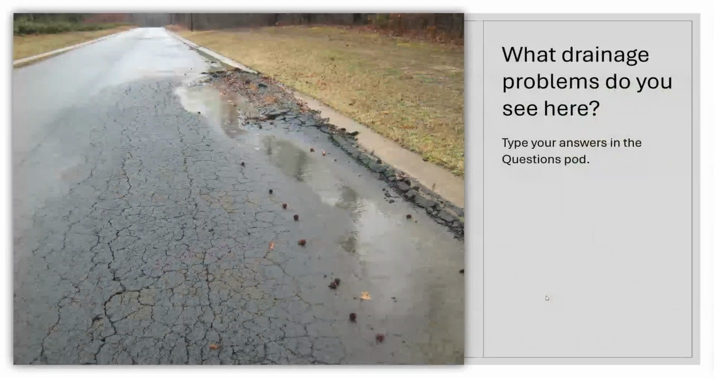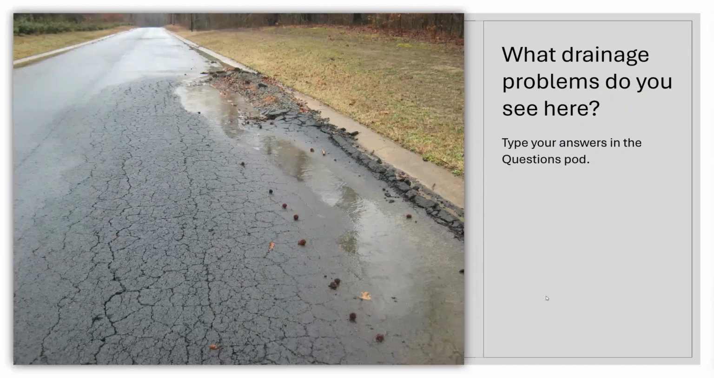And so back to this picture that I showed you earlier, I'm going to give you a second to type some things in the questions pod. What drainage problems do you see here? What do you think caused the problem? Anything in the picture that really jumps out as, well, no wonder that happened? Okay, we got a couple of things coming in. Any other ideas?